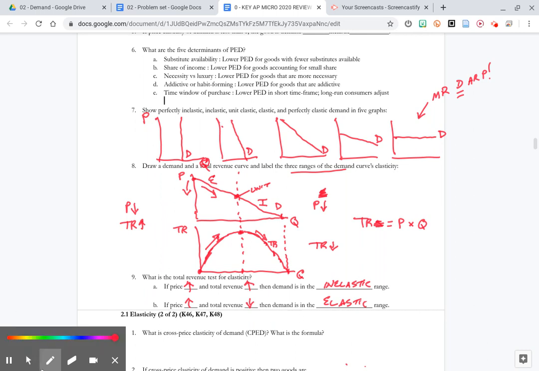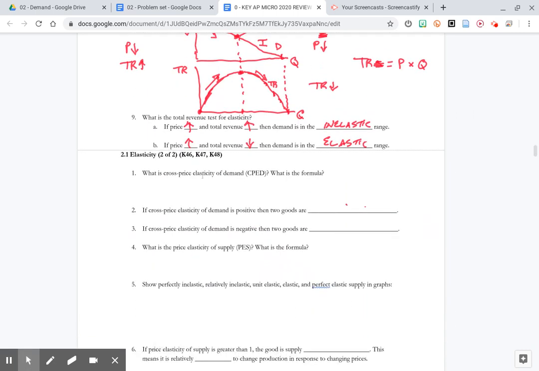Okay, now we're going to switch back and start working on the next page, cross-price elasticity. So this is just relating the responsiveness of QD of A to change in P of B. So it's when the quantity demanded of one good, how much does it respond to the change in price of another good?